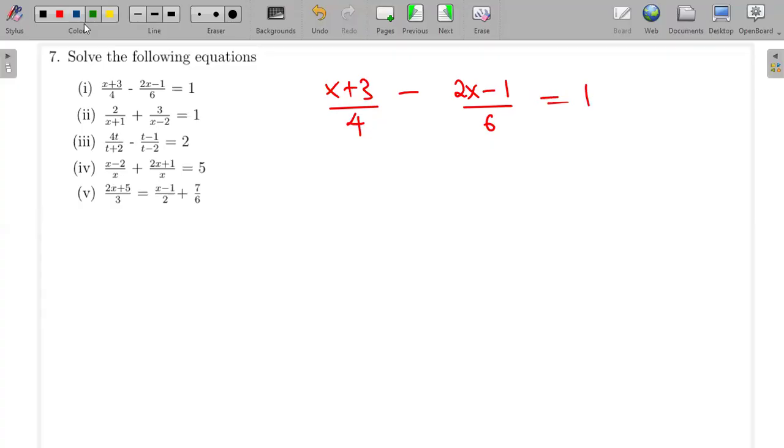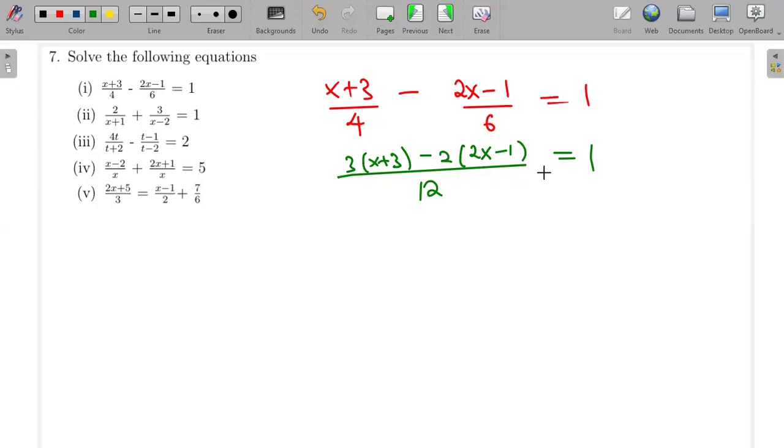We just apply the principles of fractions. We first of all express this as one expression by finding the common denominator. This is 4, this is 6, so the lowest common denominator will be 12. So 4 into 12 is 3, multiplied by x plus 3. And then I have the minus; 6 into 12 is 2, multiplied by 2x minus 1, which is equal to 1.